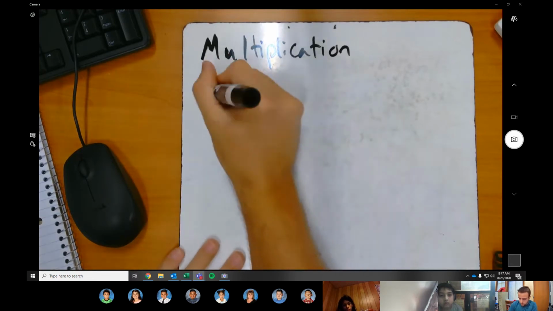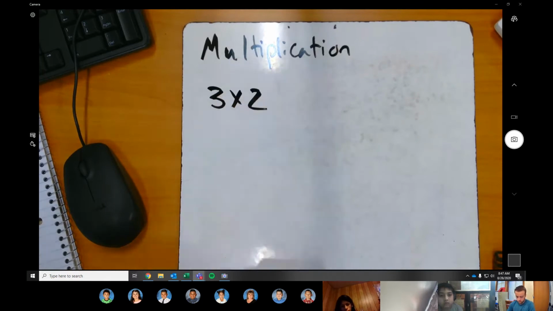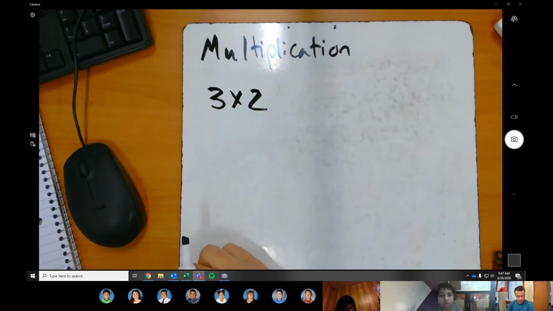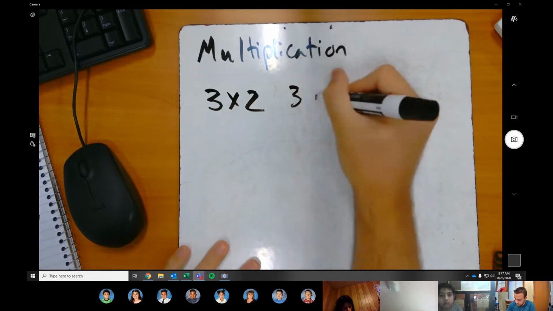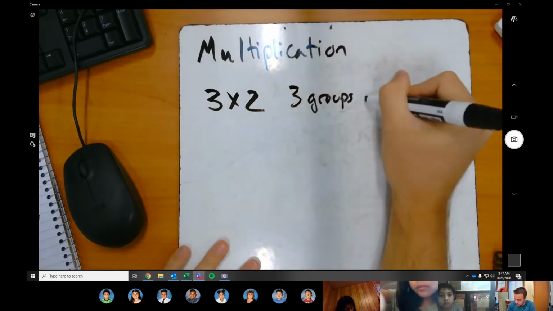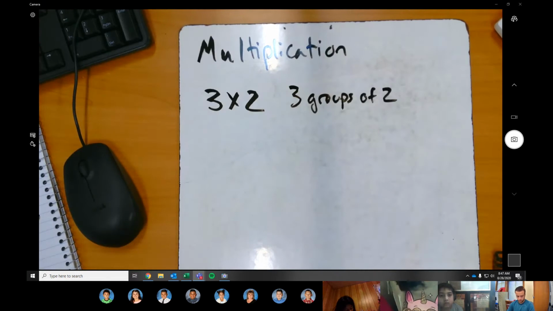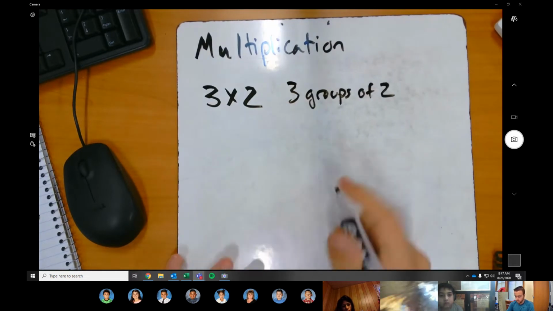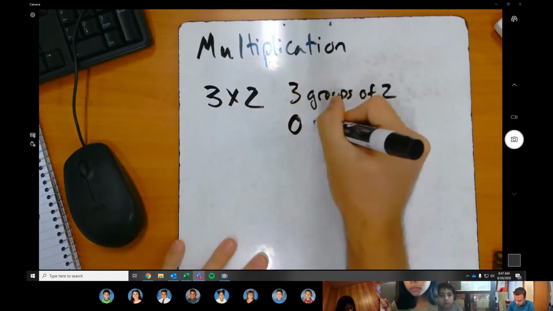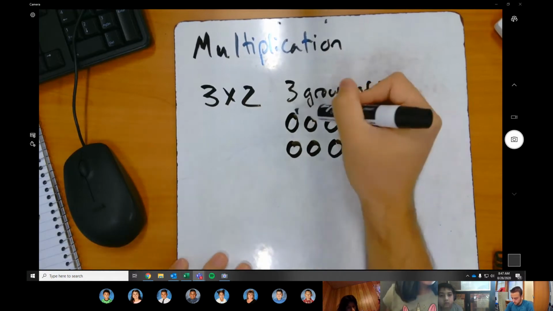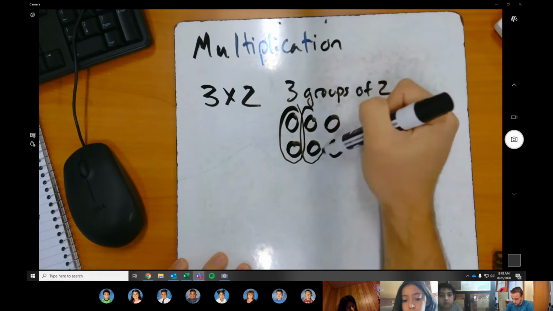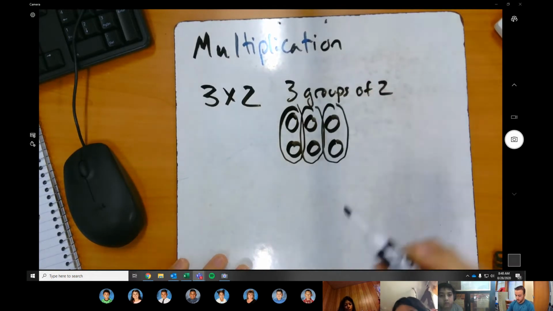So if we think of 3 times 2, that might be something that you can do in your head, and that's awesome. But I want to break this down into what it actually means to multiply 3 times 2. So you can think of 3 times 2 as 3 groups of 2. Okay, we can even draw a picture of it. There's one group of 2, there's another group of 2, and another group of 2.